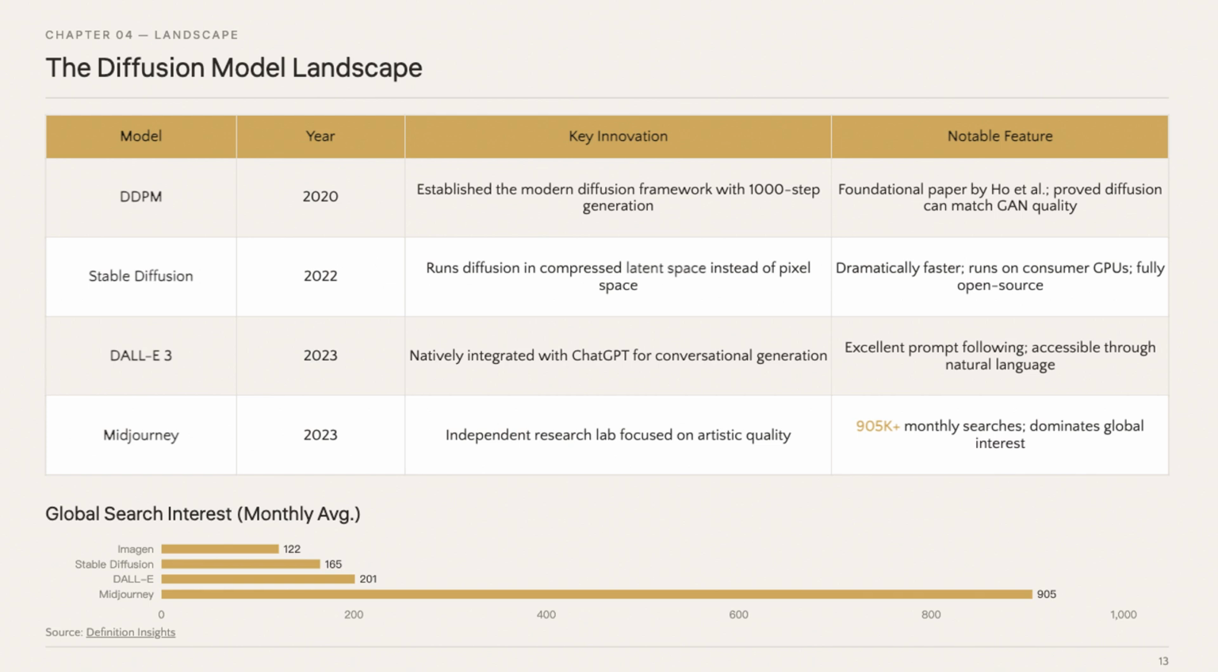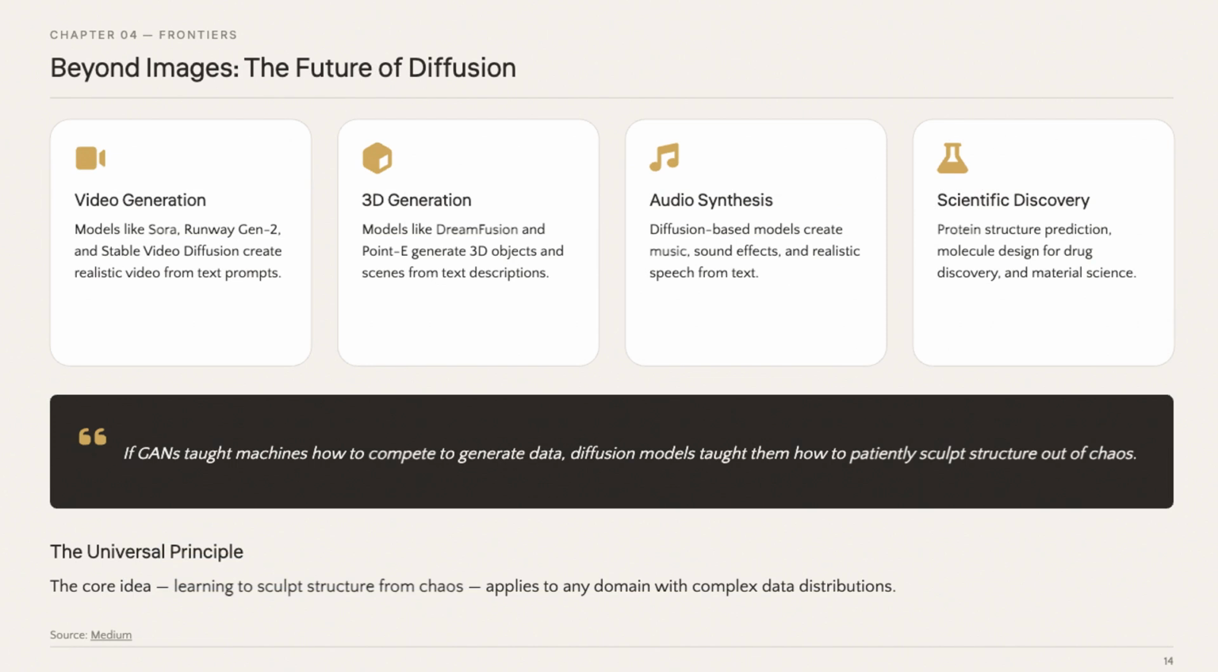As you can see from the global search interest chart, Midjourney completely dominates public interest. Diffusion isn't just for pretty pictures anymore. The universal principle of sculpting structure out of chaos is expanding into new frontiers. We are seeing it power hyper-realistic video generation with OpenAI Sora and Runway, 3D object generation for video games, and clean audio synthesis. Even in medicine, scientists are using diffusion models for protein structure prediction and molecular design to discover life-saving drugs.